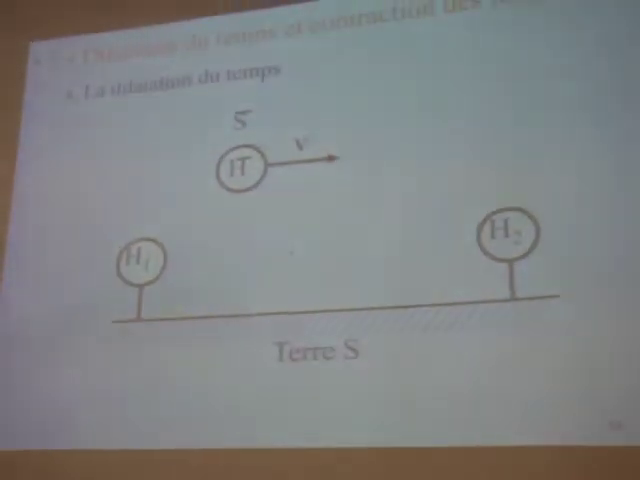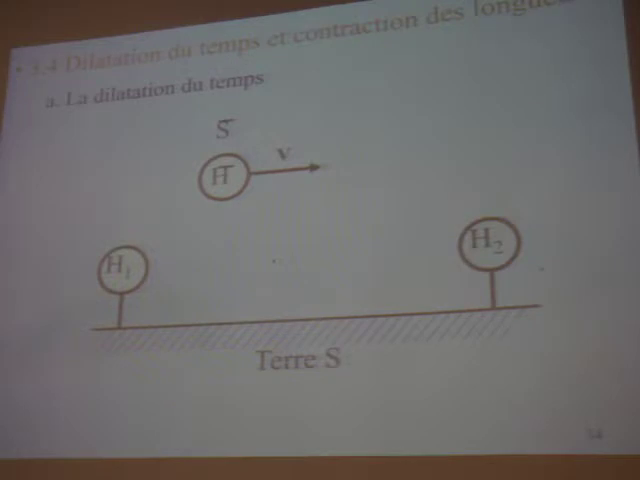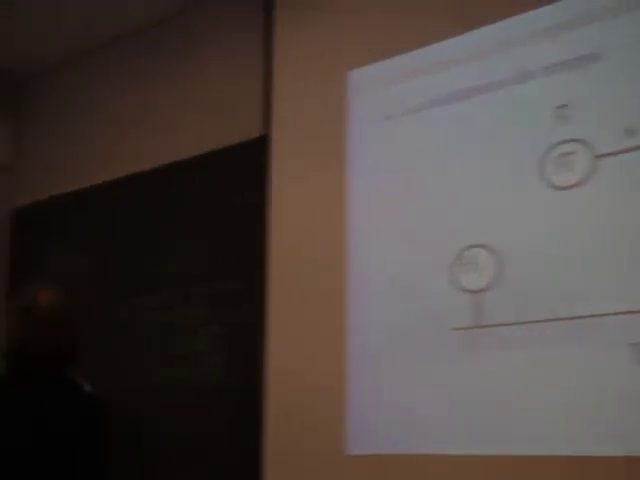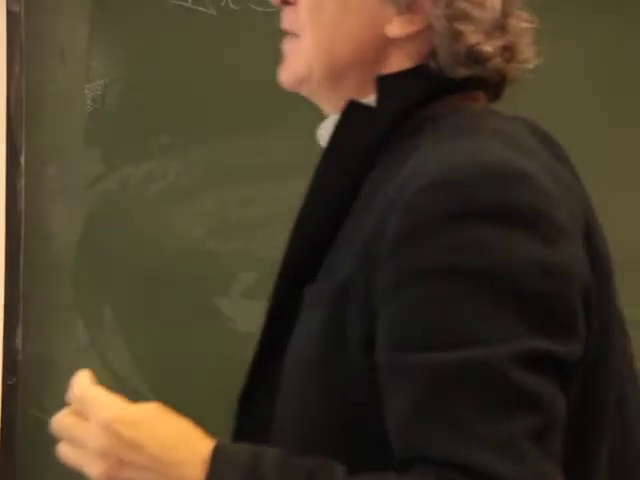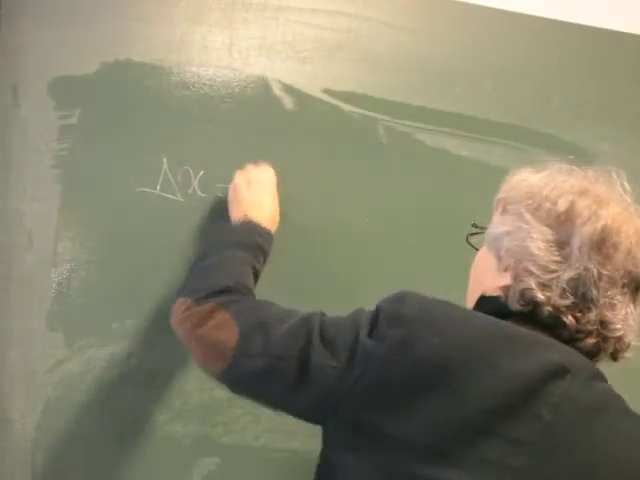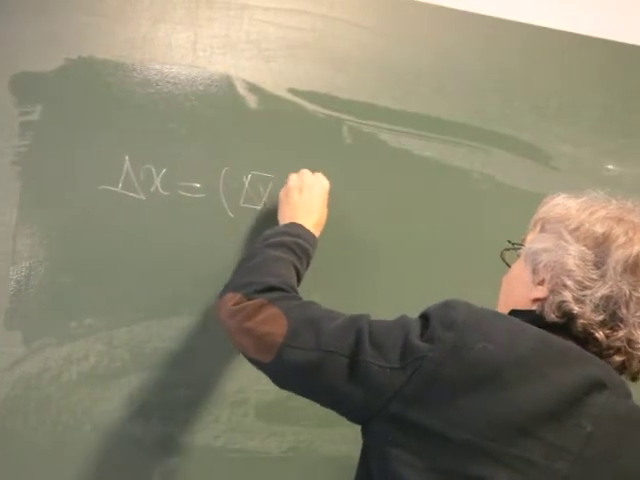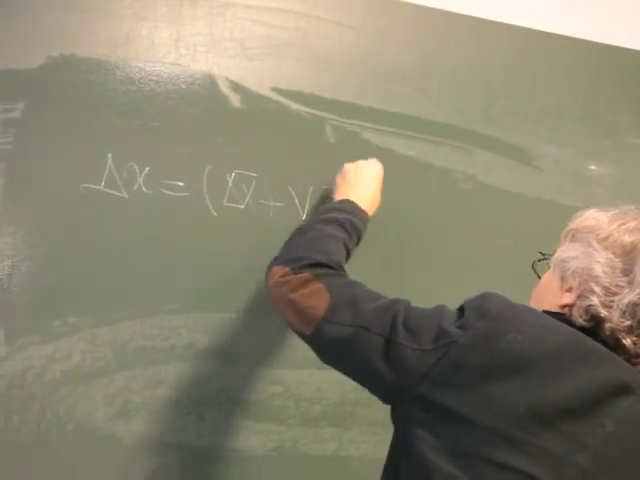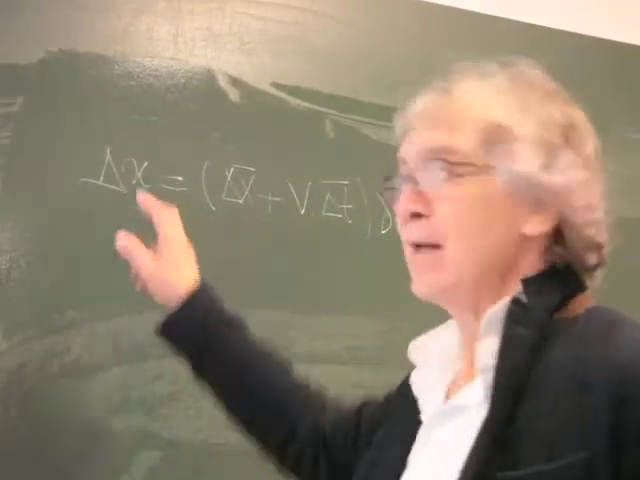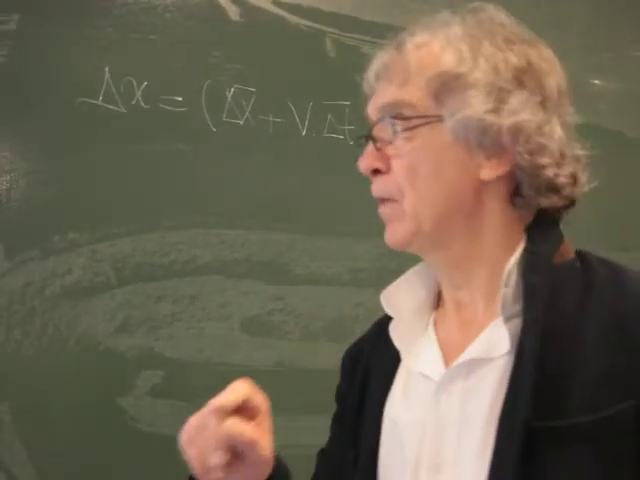So what can I write from the Lorentz transformation? What kind of relation between these two events? So I start from these two relations that you see here. So I may write that delta x is equal to delta x bar plus V times delta t bar, times gamma. Delta x is the difference between the two events, so it will be this x minus this one.